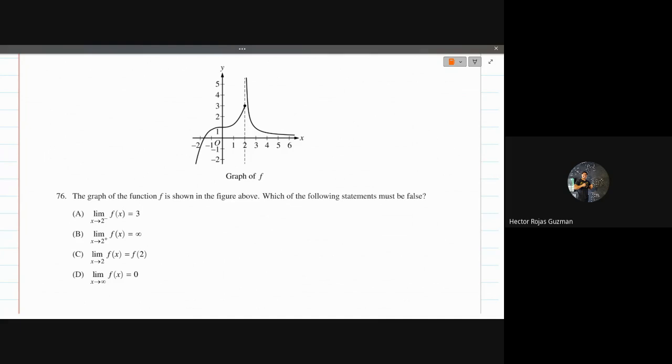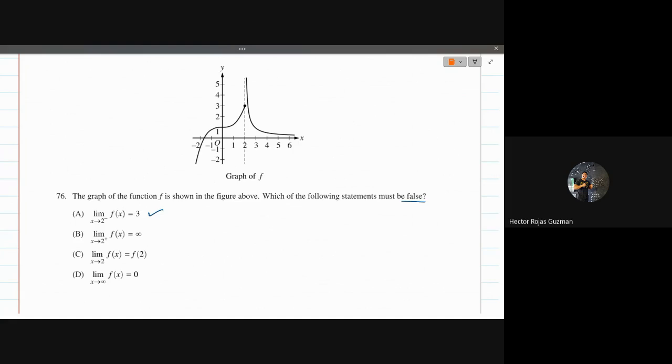A, the limit as x approaches 2 from the left. Follow my blue pen. If I approach 2 from the left, hopefully you can see it, I'm following the graph and I end up getting to a point. That point is included, so the limit is actually 3. Which of the following statements is false? Because we are actually approaching 3, even though there's a vertical asymptote right there, this one is actually true.